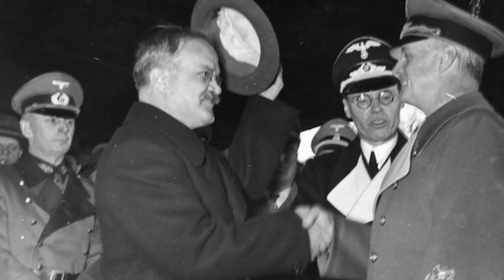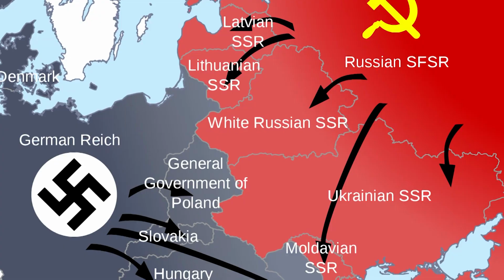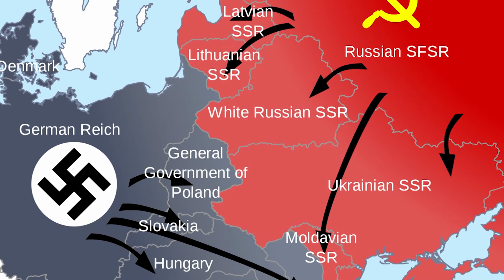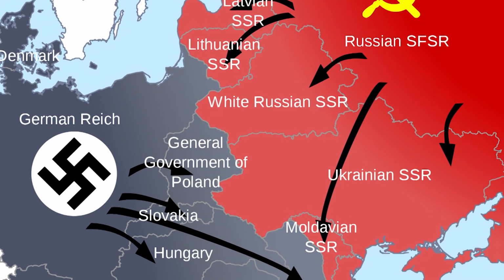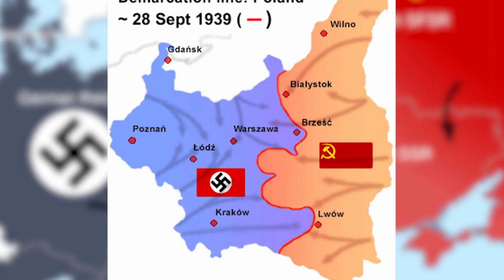In August 1939, Adolf Hitler and Joseph Stalin signed a non-aggression pact, the so-called Molotov-Ribbentrop Pact. There was a secret page where spheres of influence were decided. The eastern part of Poland had to belong to the Soviet Union.